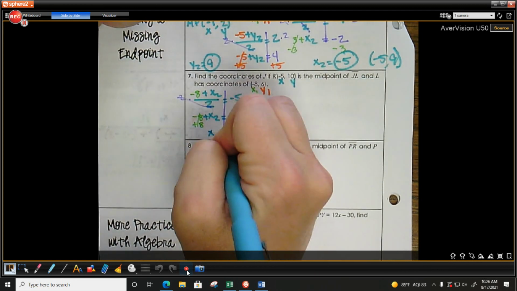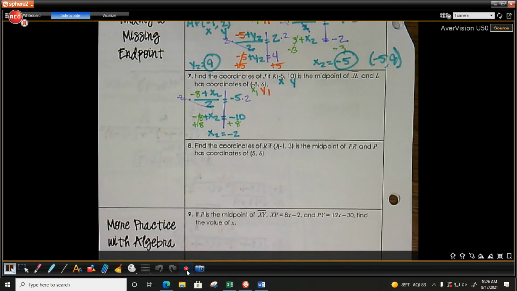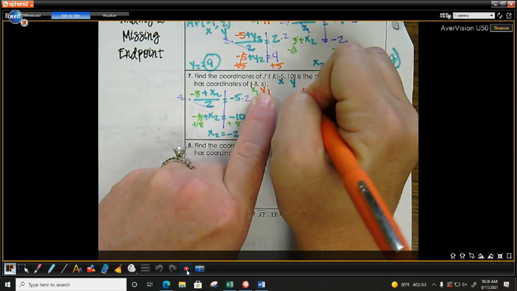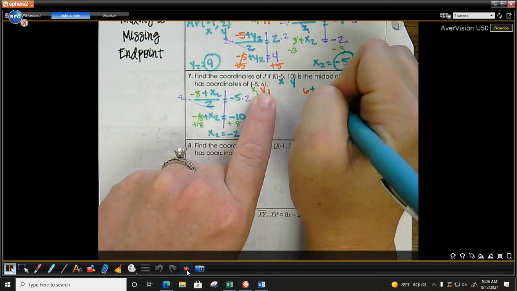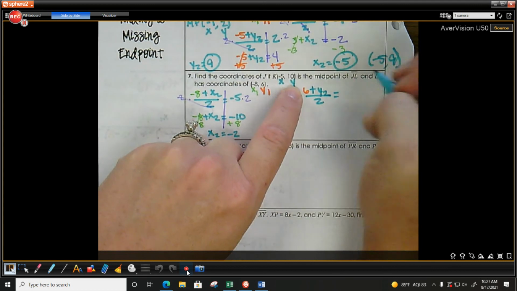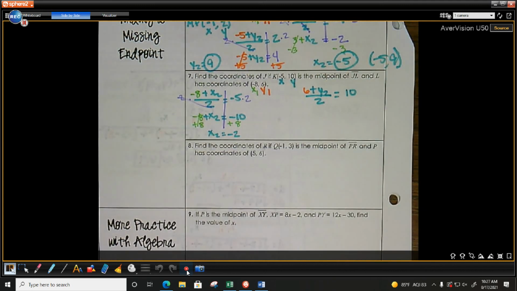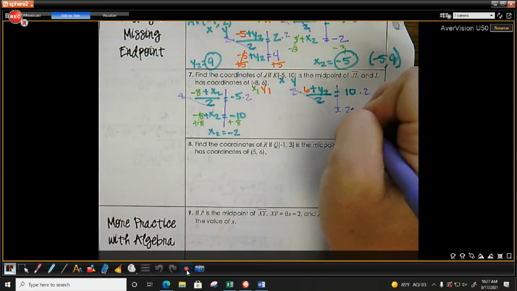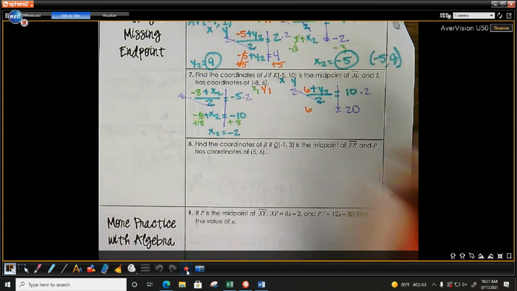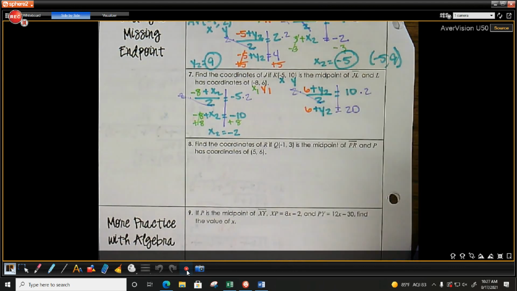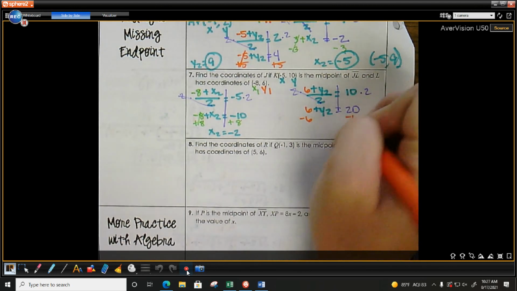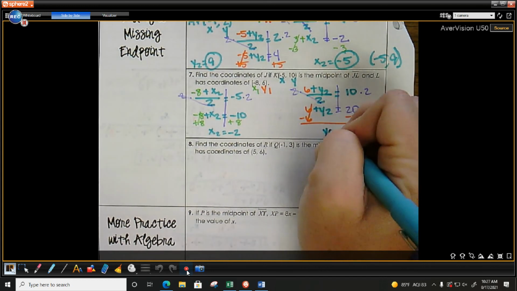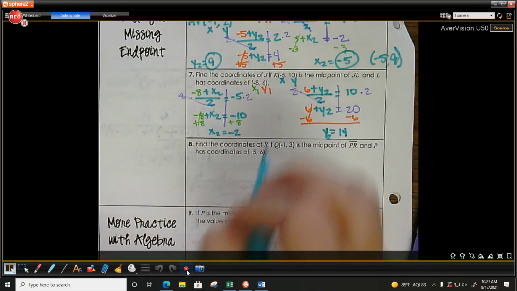Now let's find our y value. So we're going to do our y. 6 plus, we don't know our second y value, over 2 equals, but we do know the y value of our midpoint. It's 10. Multiply by 2. So I get 6 plus y2 equals 20. And then subtract your 6. And we get y2 equals 14. So what's my midpoint? Or sorry, not my midpoint. Where is point J? Good?